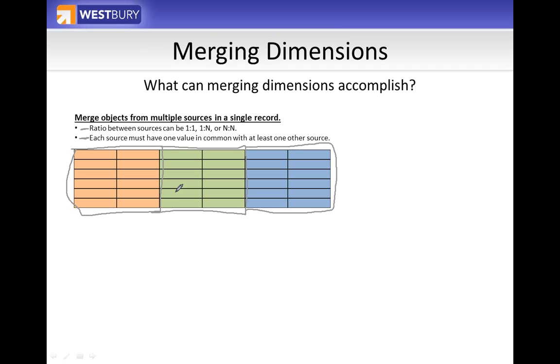So as I said, this is one of the two ways that merge dimensions can bring together data. And this is probably the most common. This is what most people want to do. The other is a little different.